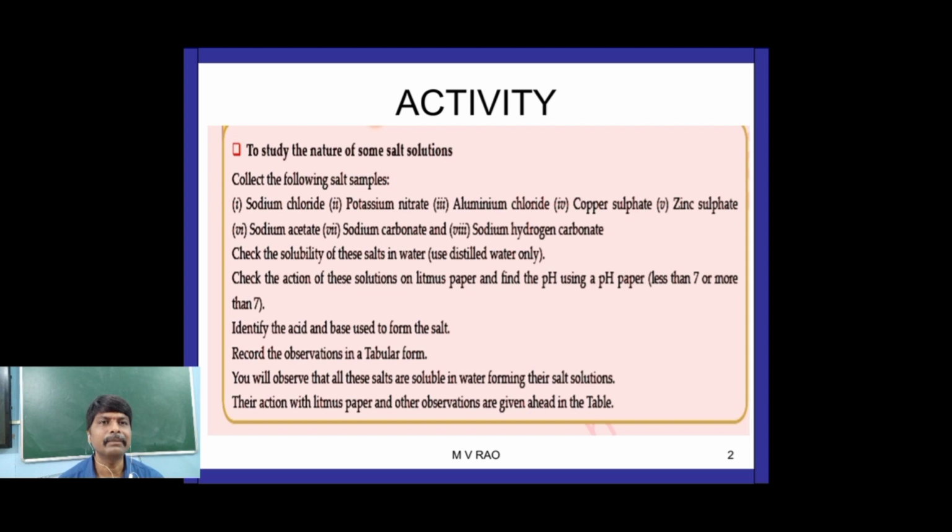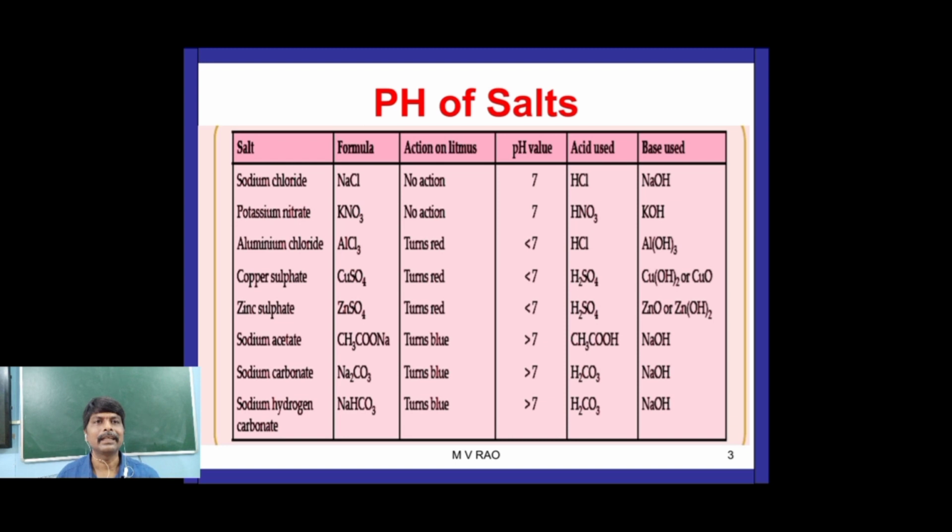Check the action of these solutions by using litmus paper, and try to calculate pH by using universal indicator. That means less than 7 or greater than 7. Identify the acid and base used to form the salt, and record the observations in tabular form, and you will observe that all these salts are soluble in water, forming their salt solutions. Their action with litmus and their observations are given in this table.